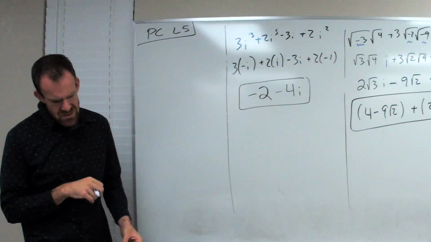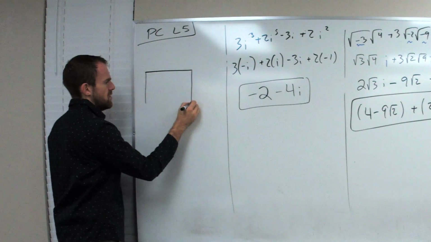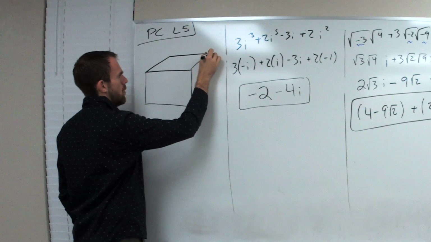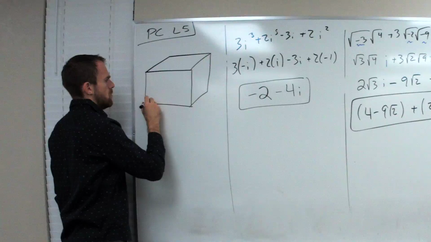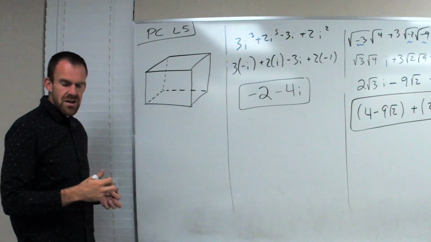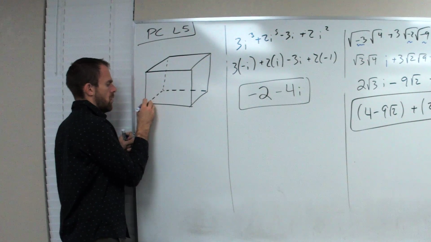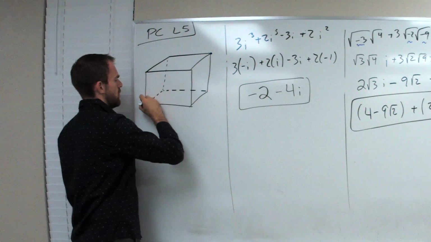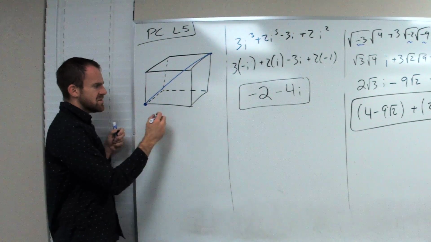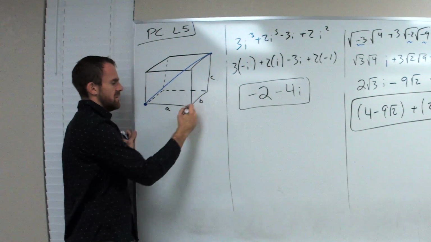Last thing is we are going to do the diagonal of a 3-dimensional shape. So basically we're doing 3D distances now. So we're going to do the distance from this point down here to this point up here. How do we do that? Well, it's actually pretty easy. Let's call this A, B, and C.